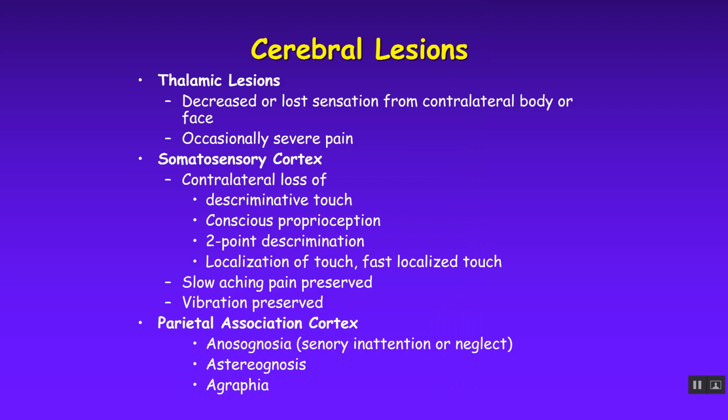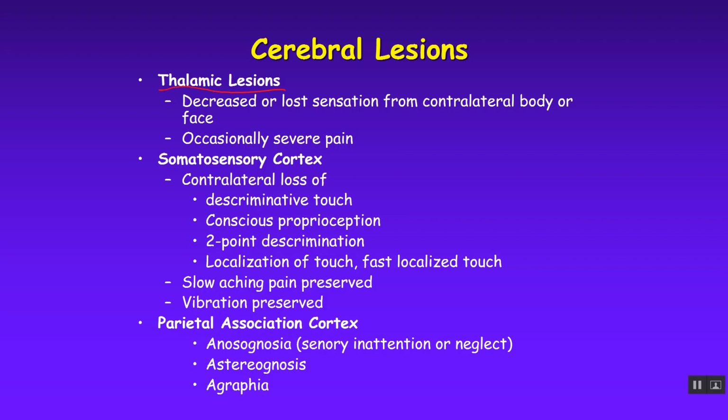Then now we're up in the cerebrum. So this is where we come out of the midbrain. We go to the thalamus. That's the first stop in the cerebrum. Then it goes through the internal capsule, which I don't have on here, and then up to the somatosensory cortex and the parietal association cortices. So let's talk about thalamic lesions.